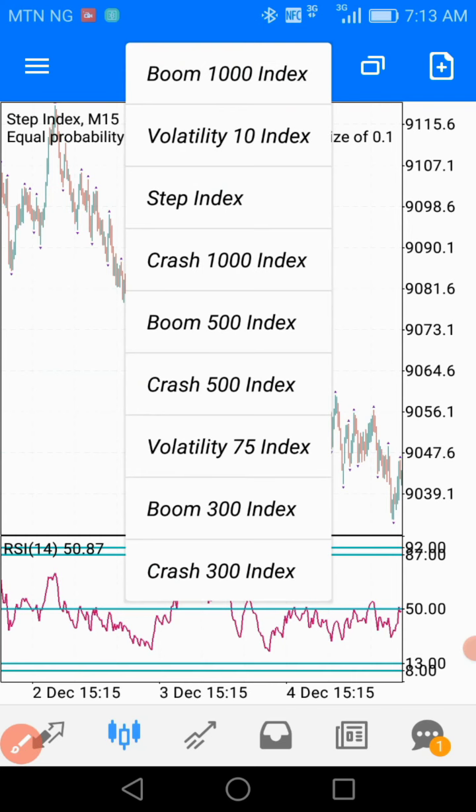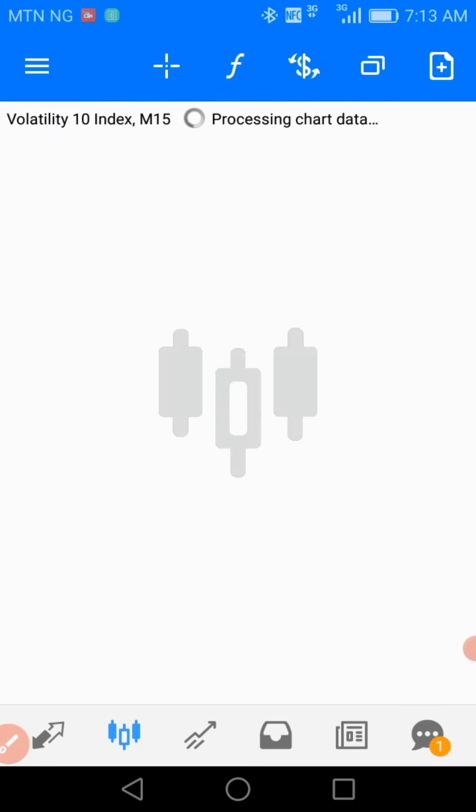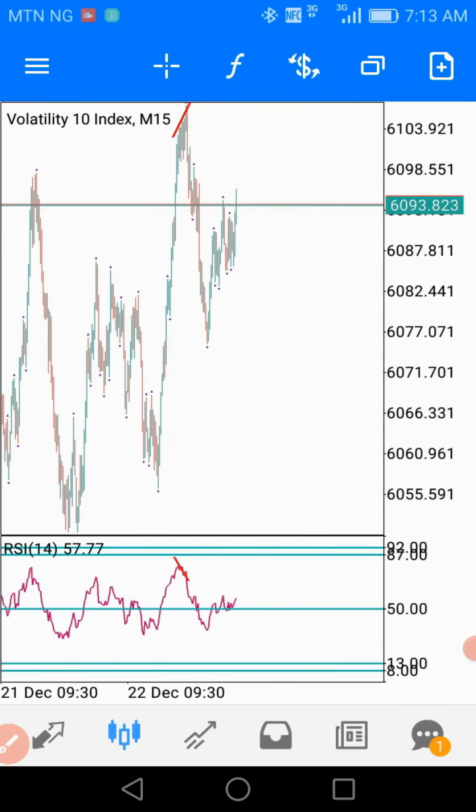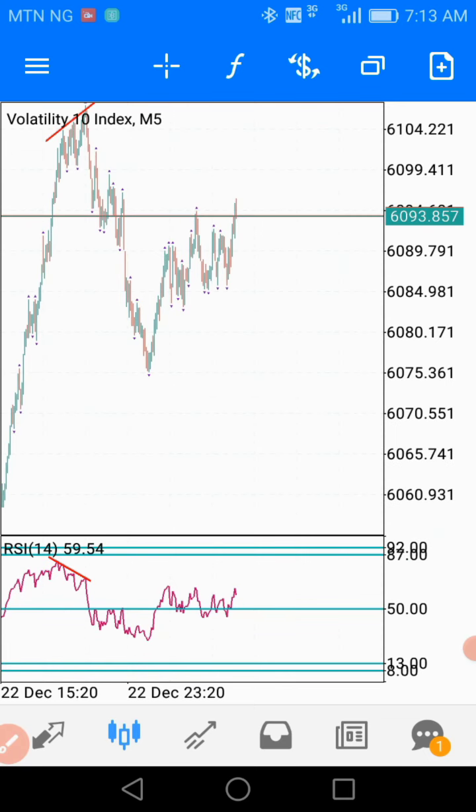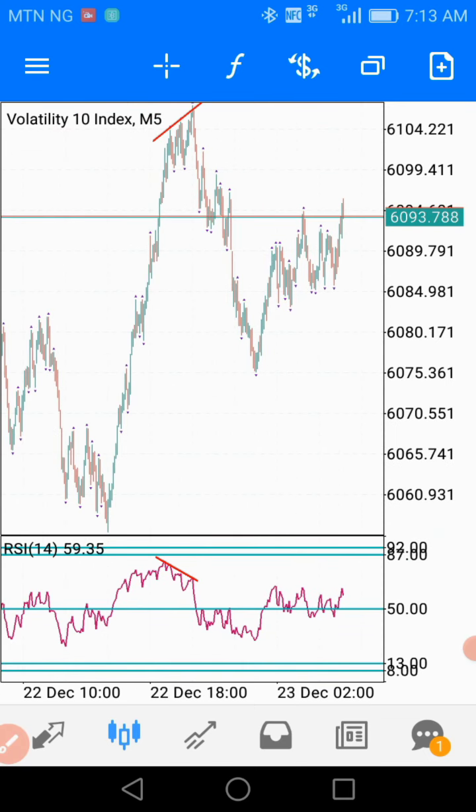Now let's check another pair. Let's check this. I spotted something that played out here, and it played out well, fine on M5. Remember I said you can actually spot regular divergence on any time frame, but it's more reliable on higher time frame. But then you must have a relatively good equity to trade divergences on higher time frame. If not, just look for them on lower time frame where you can take short trades.